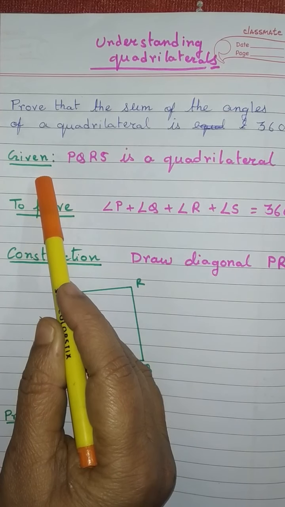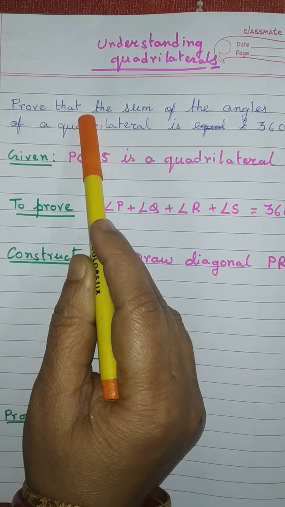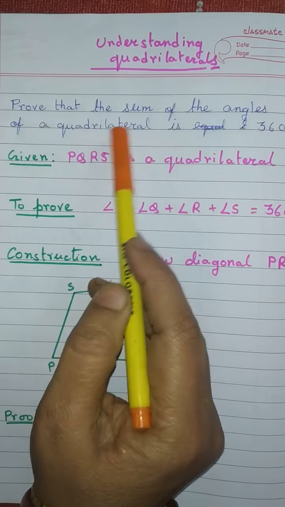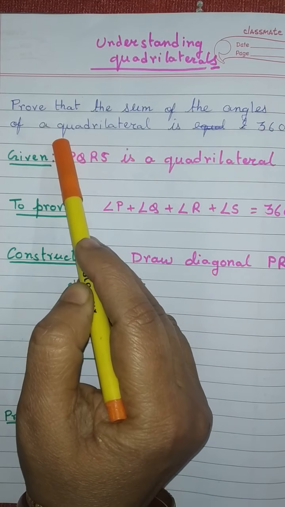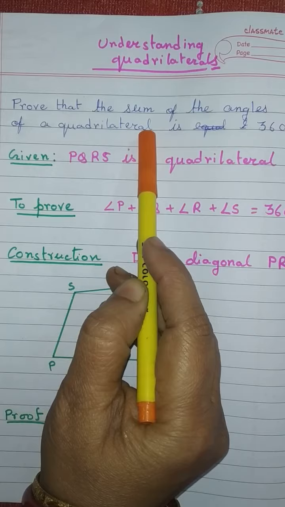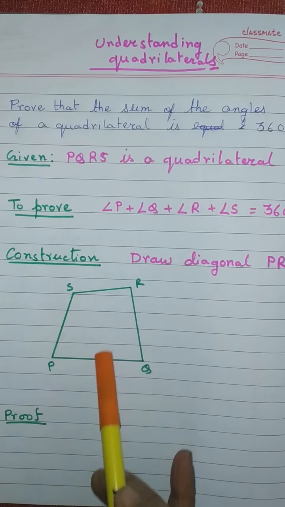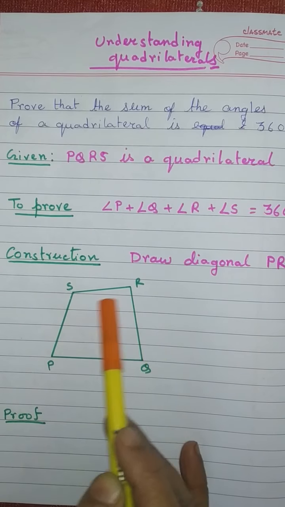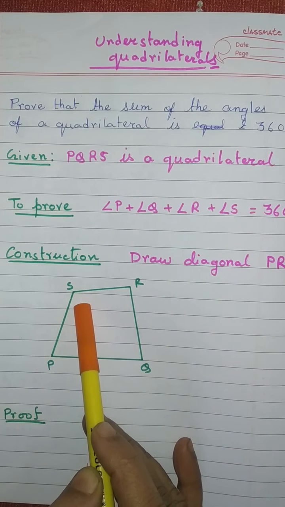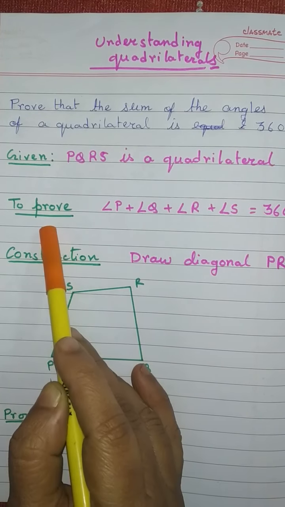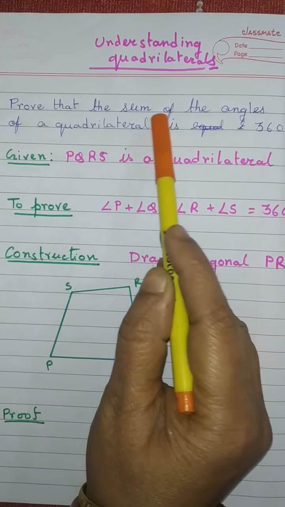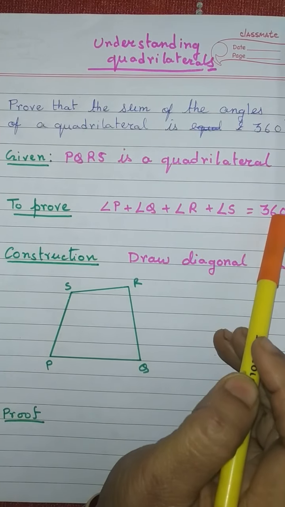So first step, given. In the question, what is given? Sum of the angles of a quadrilateral. तो क्या given है? A quadrilateral. We assume that PQRS is a quadrilateral, a general quadrilateral. We are going to prove sum of all the angles is equal to 360 degree.